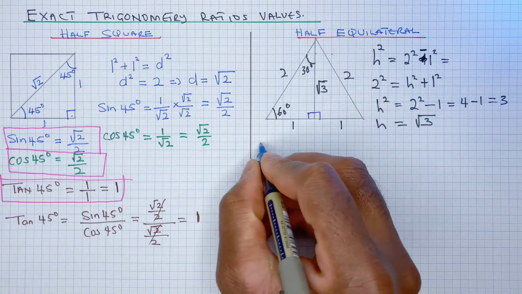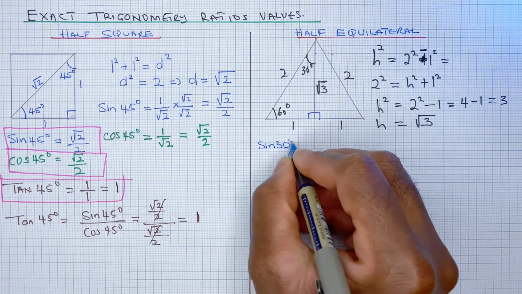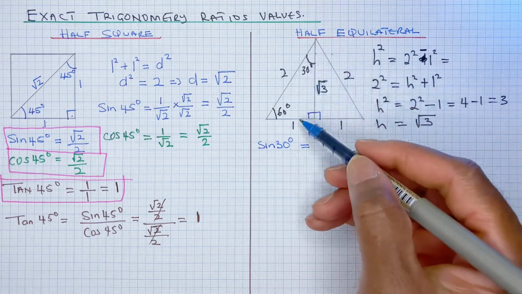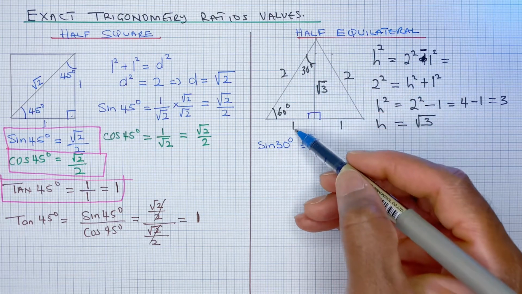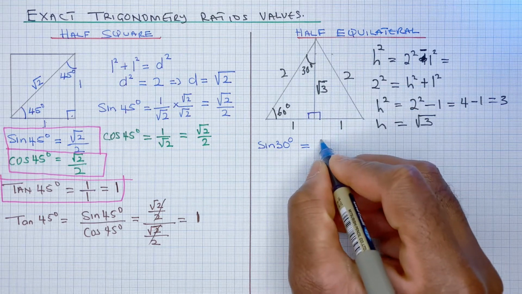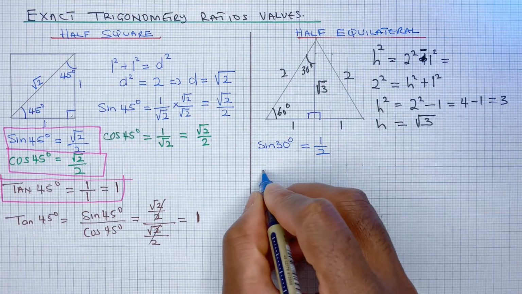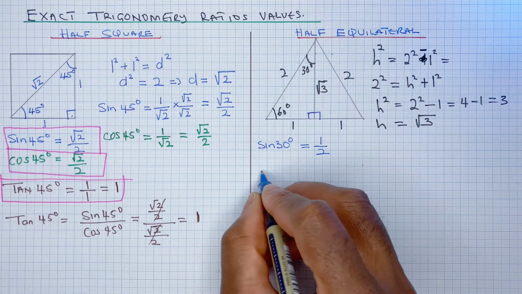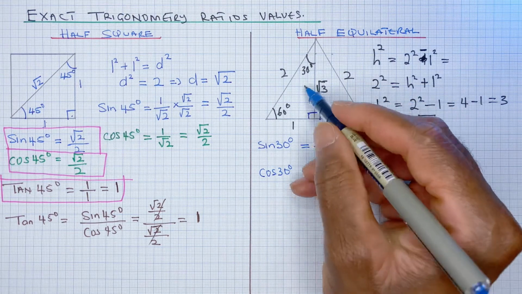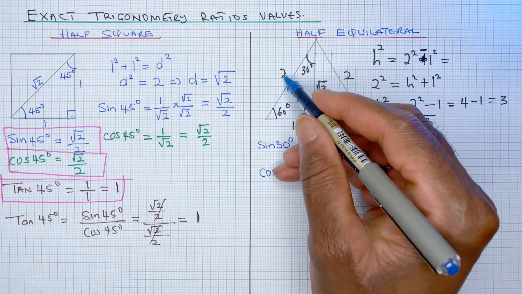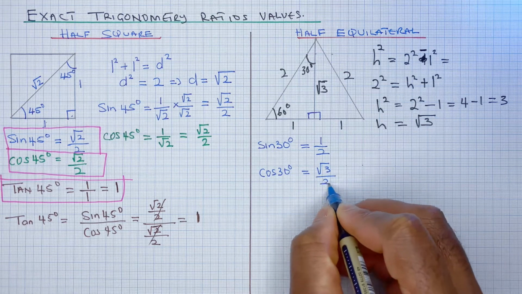So we could start with sine 30 degrees. Sine is opposite over hypotenuse. Opposite of the angle you're looking at, opposite over hypotenuse, which is 1 over 2. So sine 30 is a half. What about cos 30 degrees? Well, cos 30 degrees is adjacent over hypotenuse. Adjacent over hypotenuse. So that's root 3 over 2.